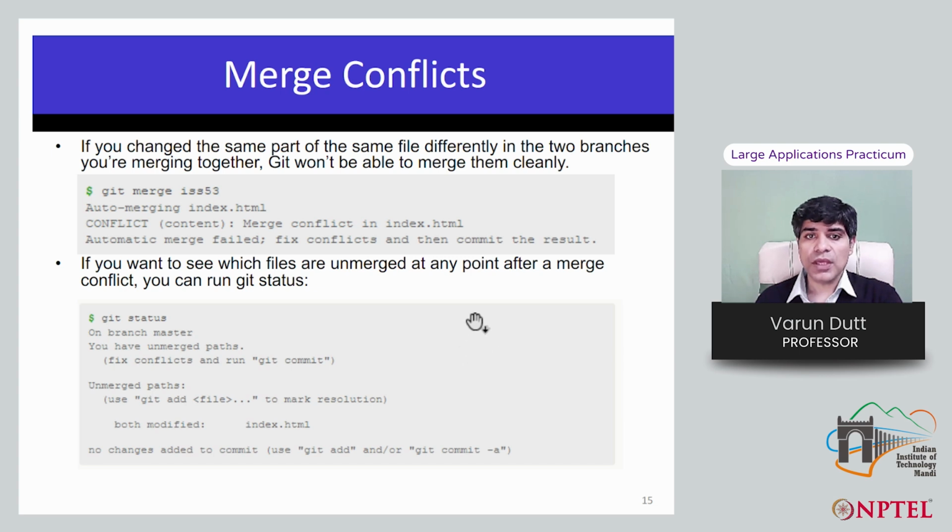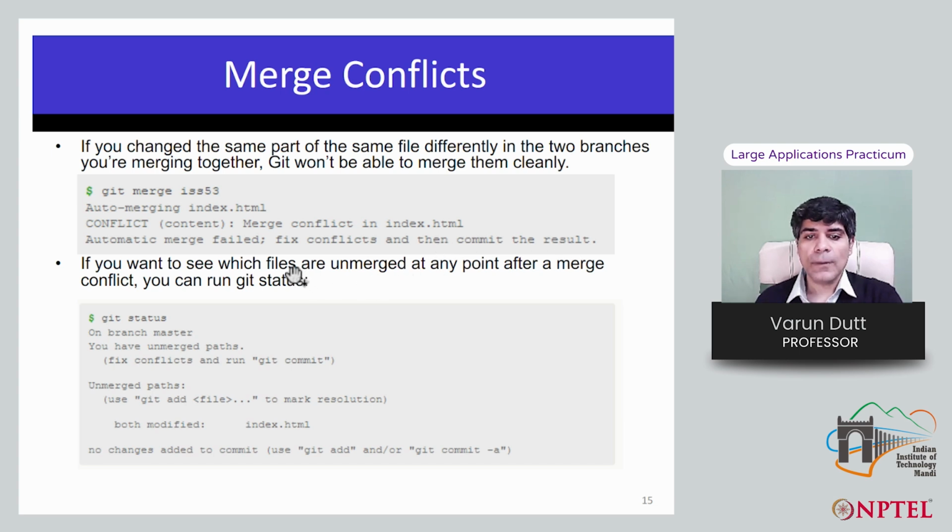Now, if you change the same part of the same file differently in 2 branches, which may happen in certain cases, and you merge them together, there will be a problem because there will be a conflict. Git won't be able to merge them cleanly. So if I'm sitting on the master branch and I write git merge ISS53, and there is a change on the same part of the same file or the same line, then a conflict will happen. A merge conflict, as you can see, is reported here in index.html, and therefore we need to fix the conflict and then commit the results.